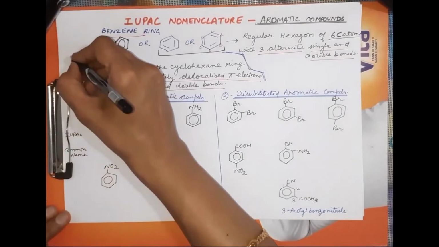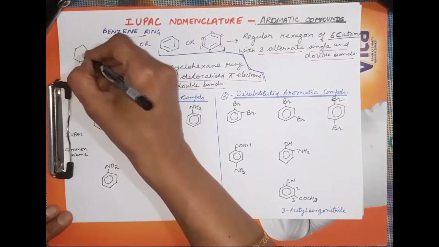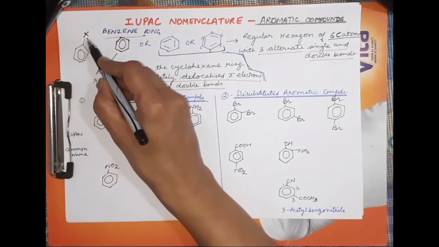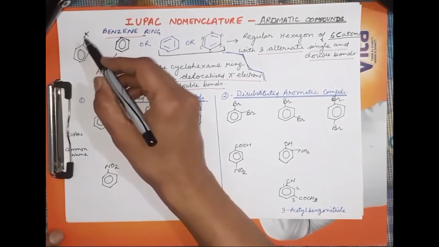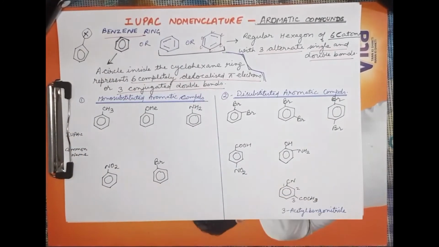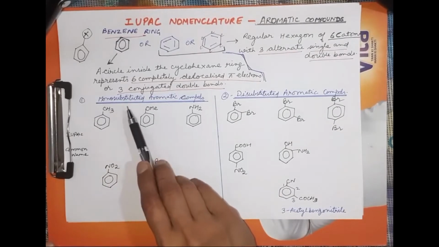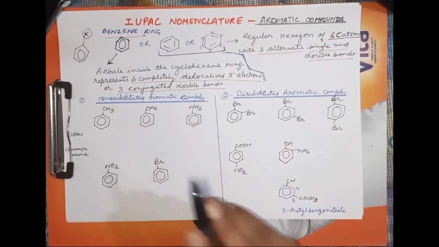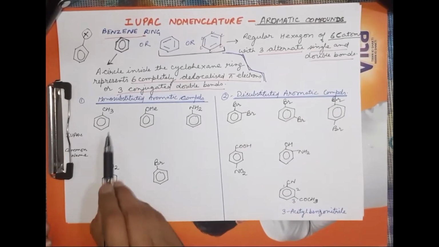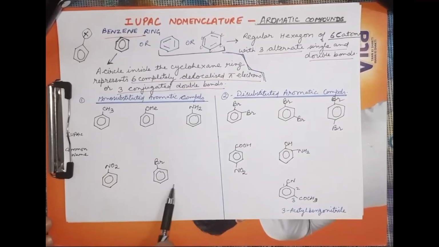We can write these aromatic compounds like this also, when the benzene ring has one functional group or any substituent on it. So let's now discuss the IUPAC nomenclature. First I will talk about the monosubstituted aromatic compounds. Monosubstituted means the aromatic compound has one substituent. Here we can see the examples.